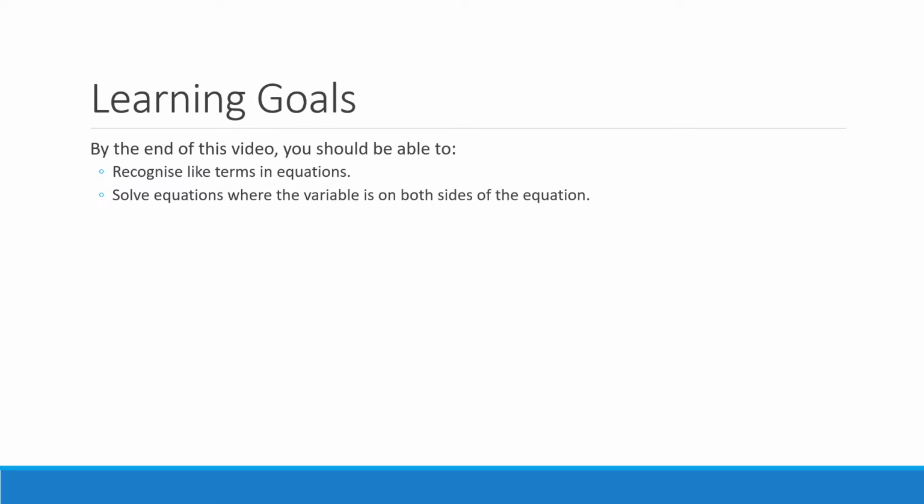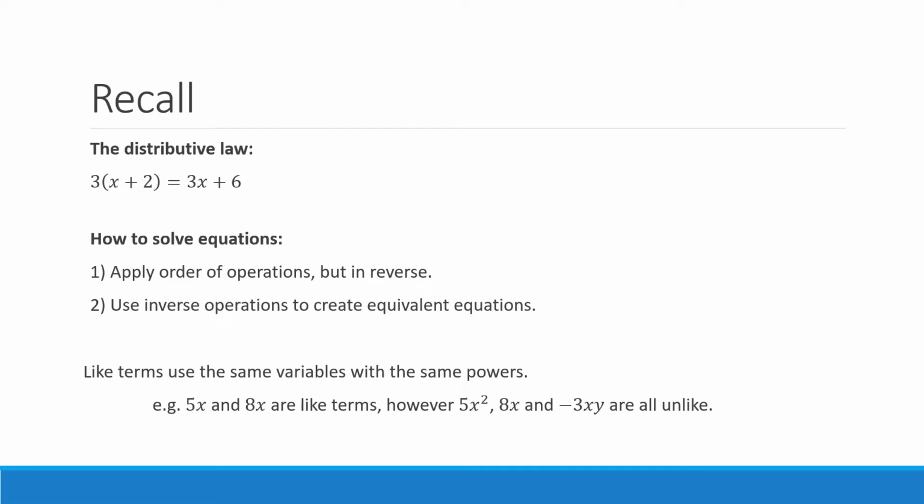Key things to remember are the distributive law, shown here. So remember we've got 3 times what's in brackets here. That means you have to do 3 times x, which is 3x, and 3 times positive 2, which gives us positive 6. Distributive law, remember that one.